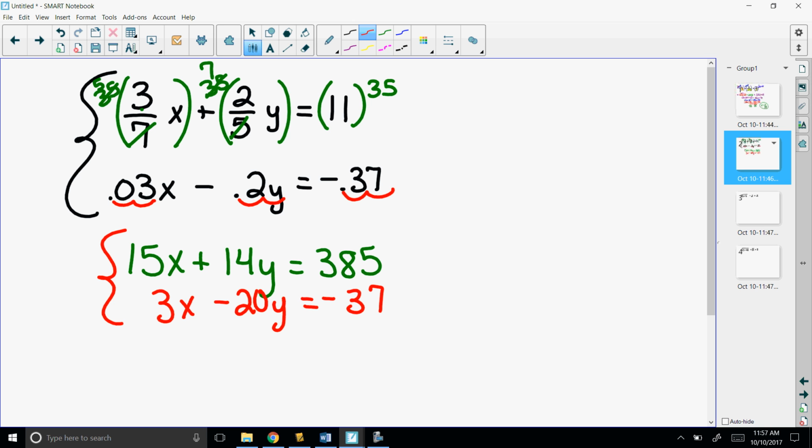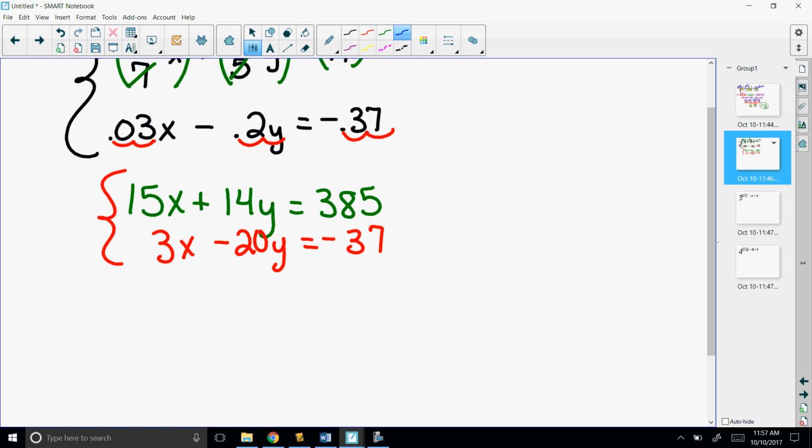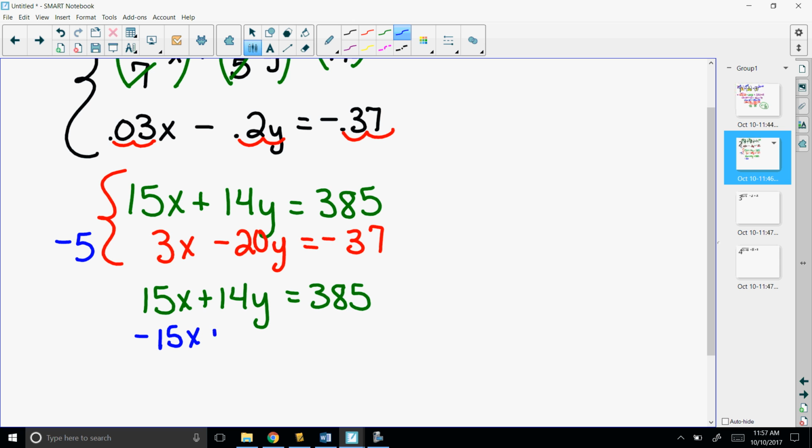Now that looks familiar, right? What do you do from there? Elimination or substitution. Which one do you prefer? Okay, so we'll multiply the bottom equation times negative 5. So the top equation is still going to remain as 15x plus 14y equals 385. Okay, so I'll be multiplying. The bottom equation becomes negative 15x plus 100y equals what? 185.